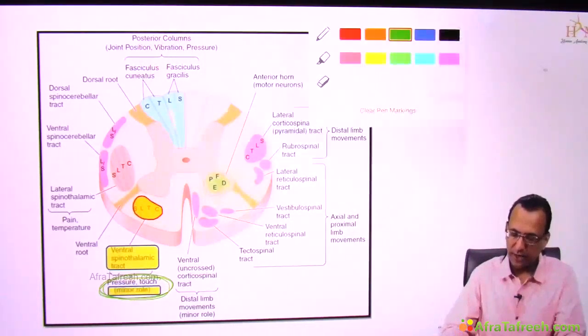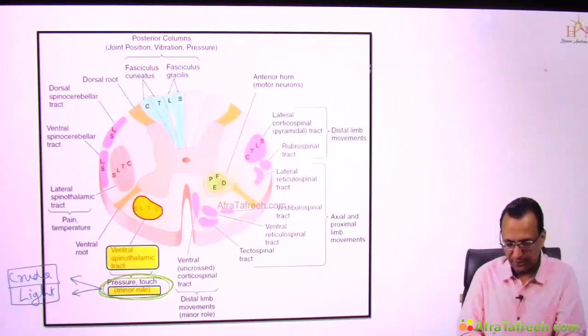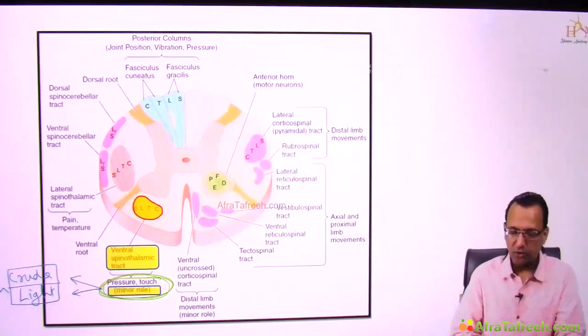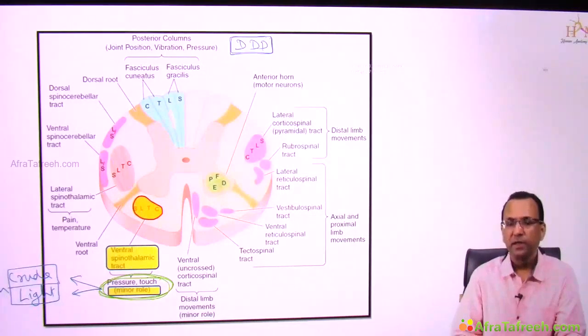Actually, you have to understand that if you are talking about crude touch or light touch, then it is carried by the anterior spinothalamic tract. But for the dorsal column, you have DDD. What is this dorsal column DDD? Actually, the dorsal column is carrying the deep touch and the discriminative touch.